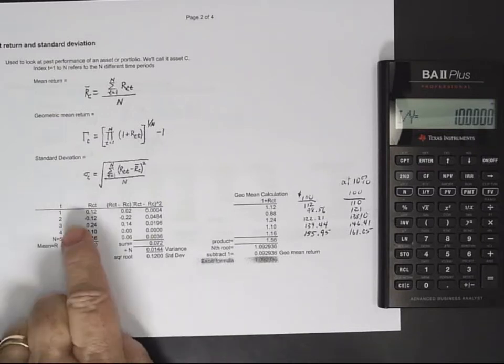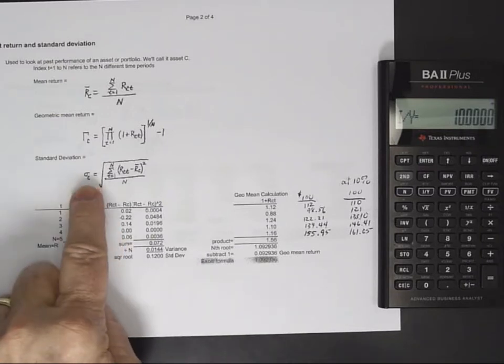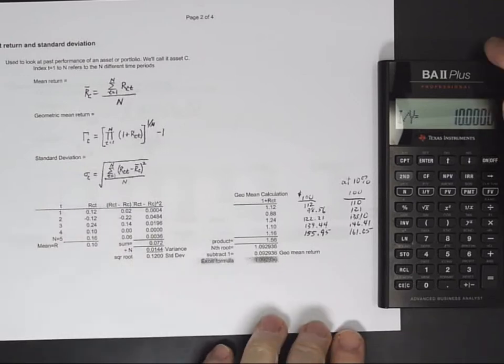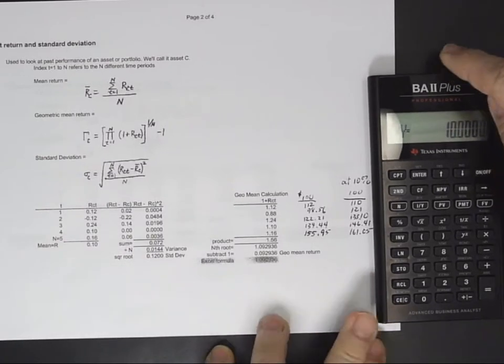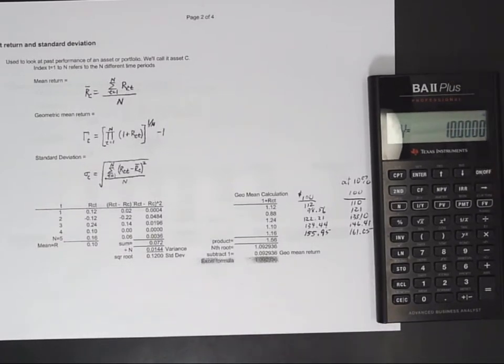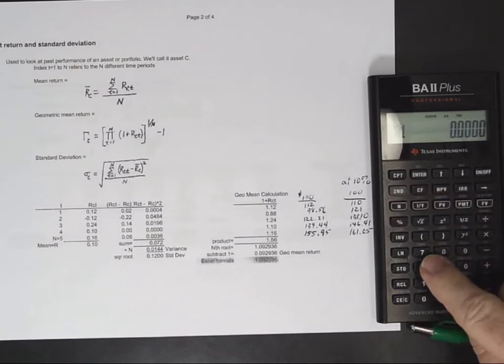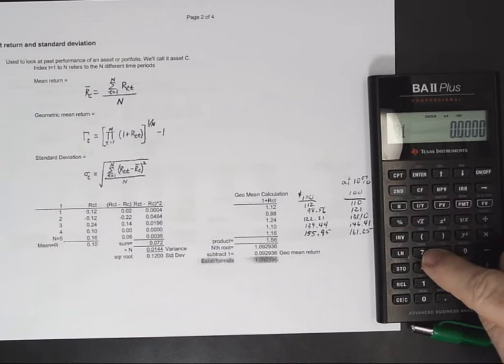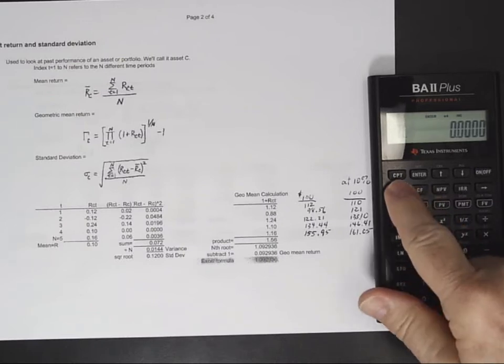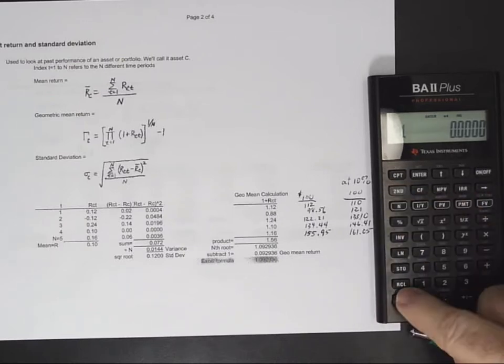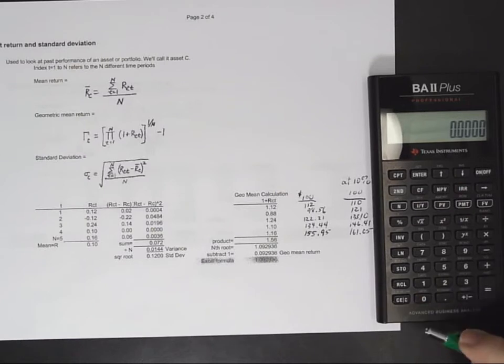Now, we can also calculate our standard deviation using our calculator. This might be a little bit more difficult to follow, so let's see what we can do. I'm going to go into data, so I'm going to hit second data. And then go ahead and hit second clear TVM and second clear work just to get rid of everything.